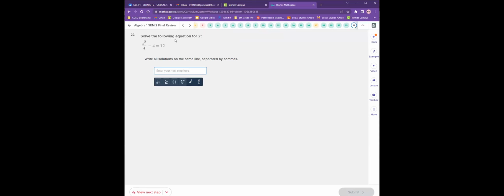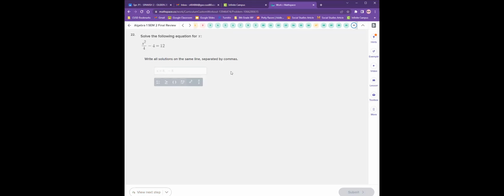Multiply both sides by 4. That does work in this problem, but you might want to get rid of the -4 first as a general strategy. So then x squared equals 4 times 16, which is 64. Now, how many solutions does a quadratic have? 2. So make sure you give me 2 answers. x equals 8, negative 8.